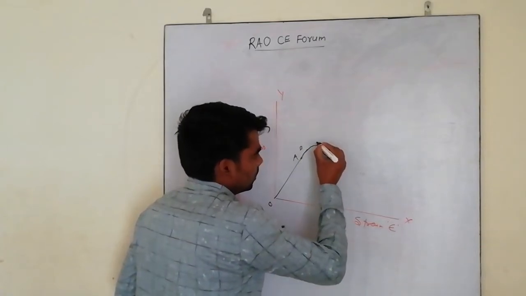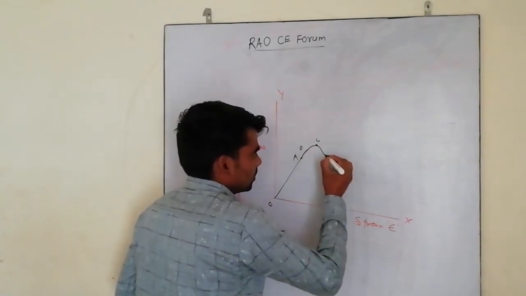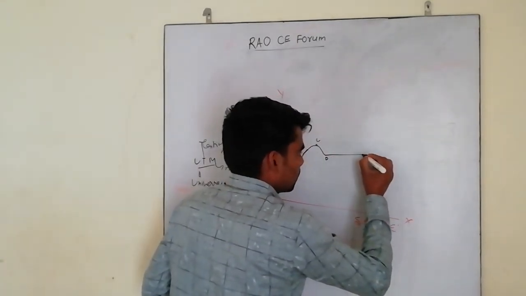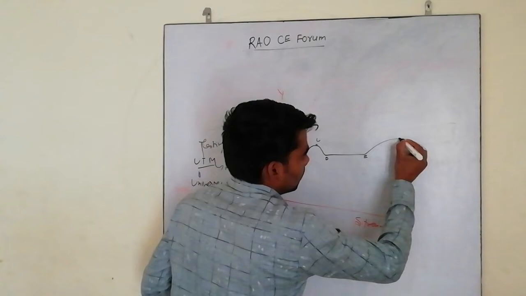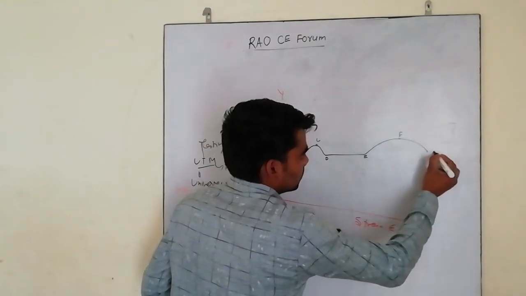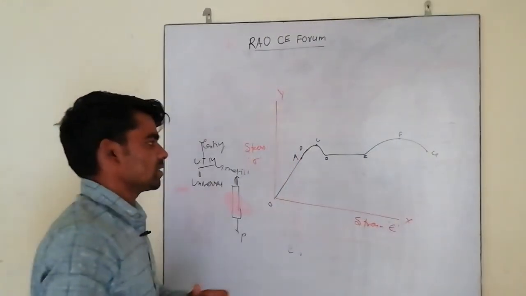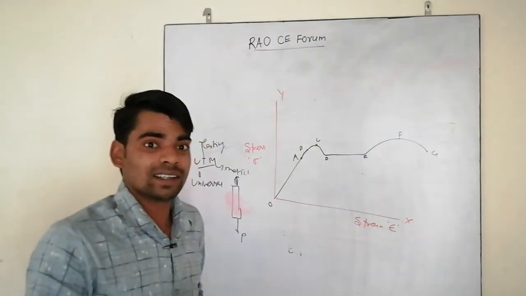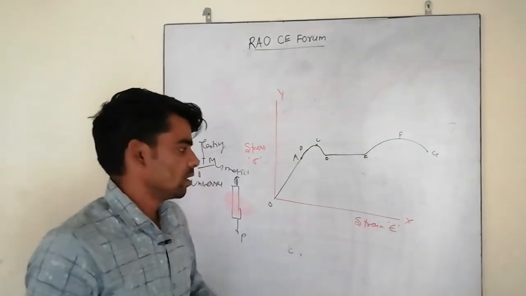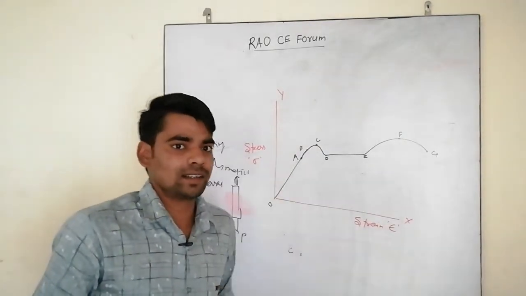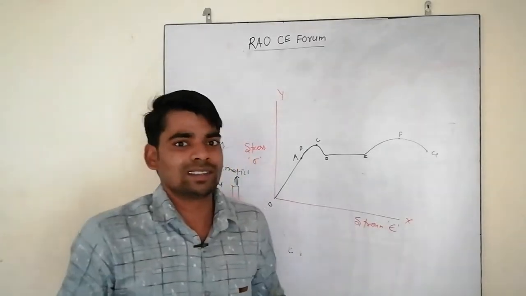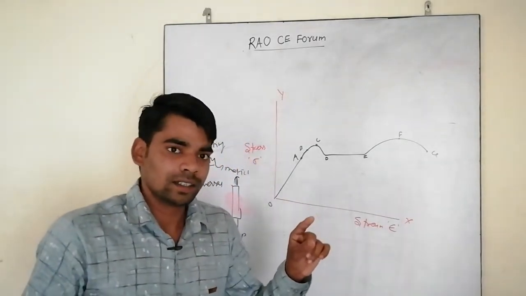B to C, this is C, this is D, this is E, this is F, this is G. Friends, this is the original stress strain diagram of mild steel under static loading, not dynamic, because if we apply dynamic loading, then the behavior will change. So we applied gradual loading.